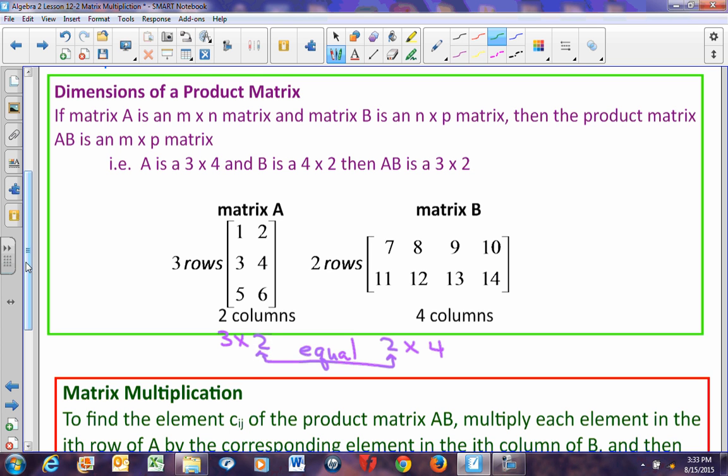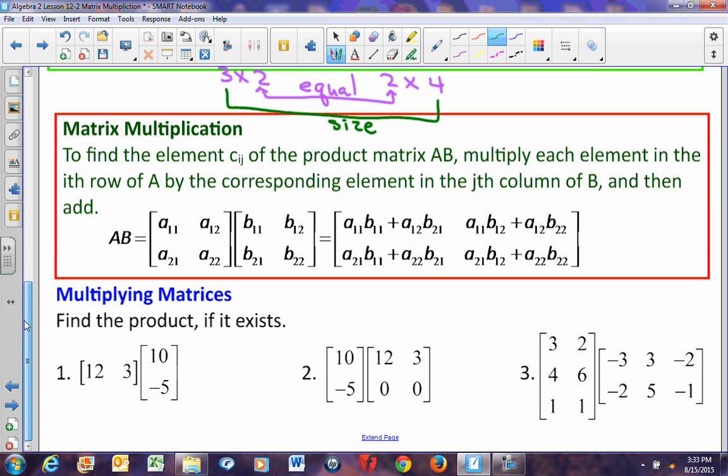And this, the 3 by 4, gives you the size of the matrix. In other words, when I multiply matrix A by matrix B, the size is going to be a 3 by 4 matrix. It's going to have 3 rows and 4 columns, and I'm done. We can multiply it because the number of columns in the first matrix equals the number of rows in the second matrix, and its final size is going to be a 3 by 4.